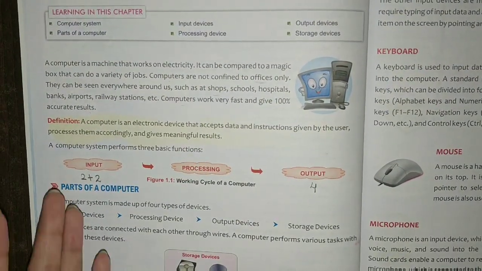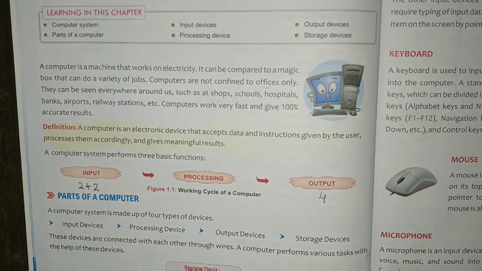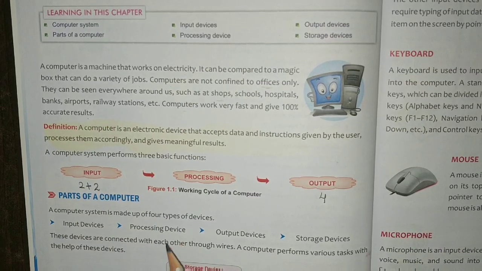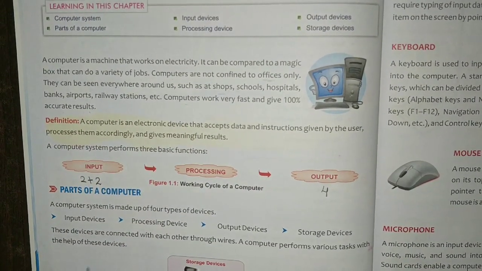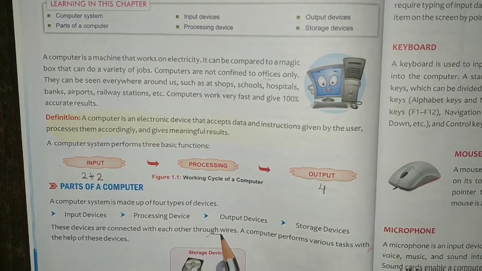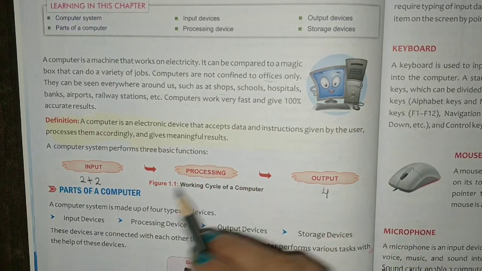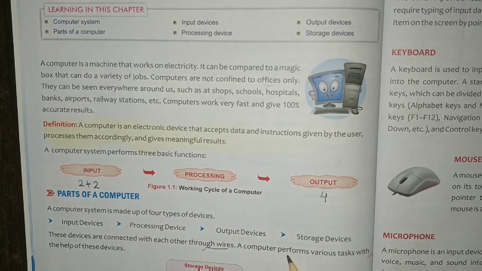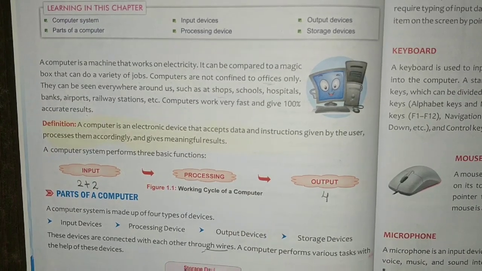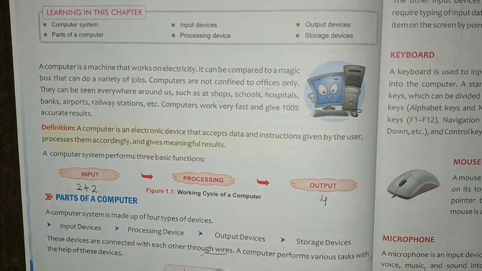Now coming to the next part of a computer. A computer is made up of 4 types of devices: input device, processing device, output device, storage device. These devices are connected through wires. All of these 4 types of parts of a computer are connected through wires. A computer performs various tasks with the help of these devices.